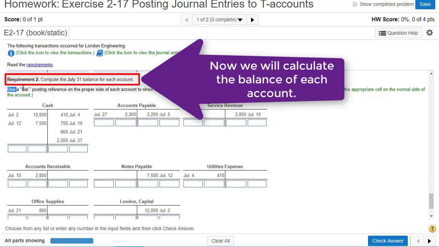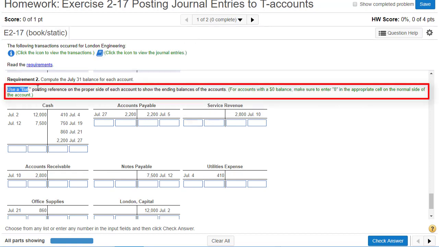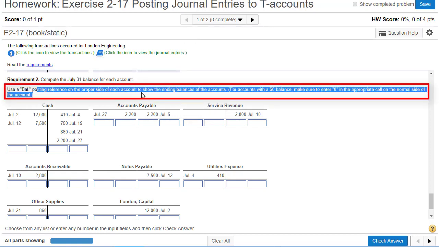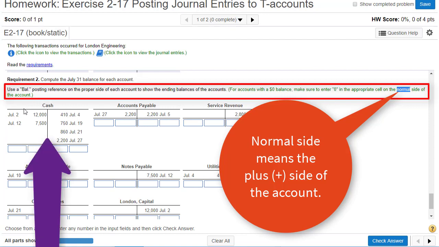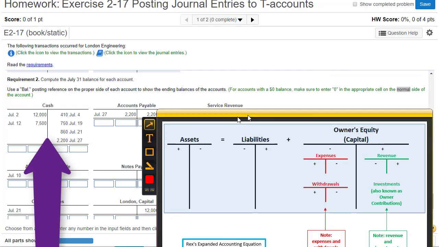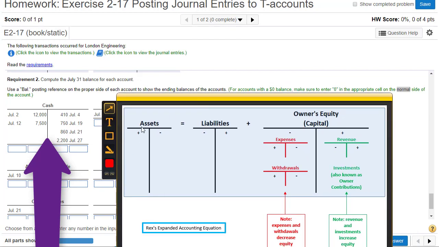Now our instructions say use a BAL, which stands for balance, posting reference on the proper side of each account to show the ending balances of the accounts. For accounts with a zero balance, make sure to enter 0 on the appropriate cell on the normal side of the account. So remember, when it says normal balance, it means the plus side. So just think about the cash account. Remember, the plus side for cash is the left side.